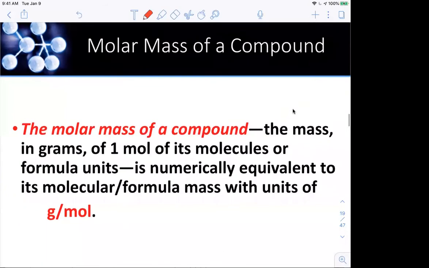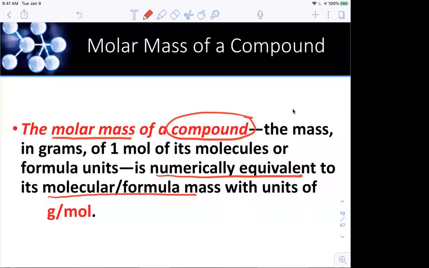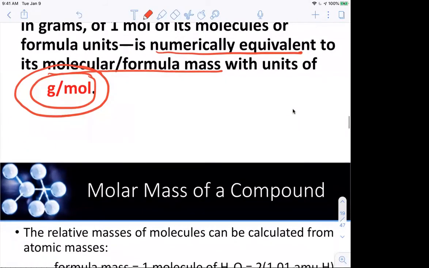Now, just like before, I can look at the molar mass of a compound. It's either going to be a formula unit or a molecule. And this is going to be numerically equivalent to the molecular mass or the formula unit mass. And these are my units again, just like I did with the individual elements. The molar mass of a compound, which has that fixed ratio of elements that defines the identity of that compound, has units of grams per mole.